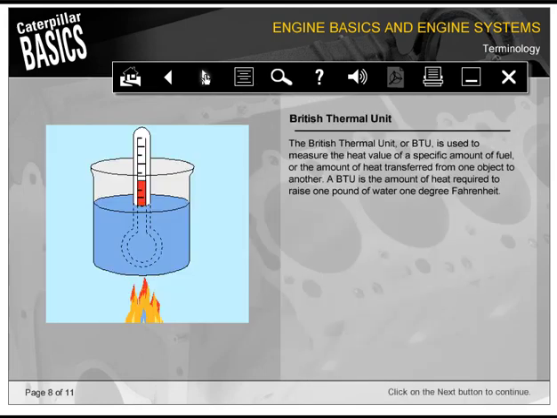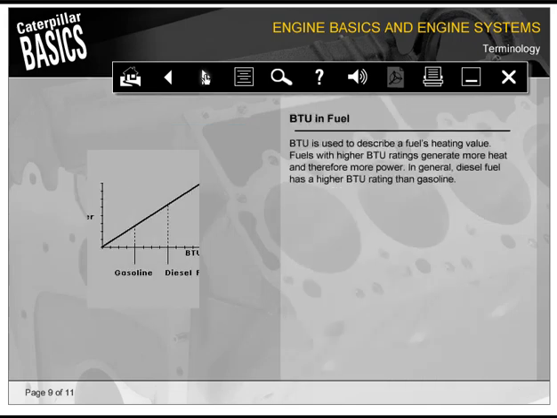The British Thermal Unit, or BTU, is used to measure the heat value of a specific amount of fuel, or the amount of heat transferred from one object to another. A BTU is the amount of heat required to raise 1 pound of water 1 degree Fahrenheit. BTU is used to describe a fuel's heating value. Fuels with higher BTU ratings generate more heat and therefore more power. In general, diesel fuel has a higher BTU rating than gasoline.